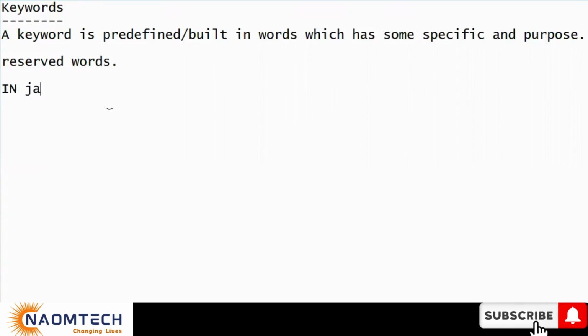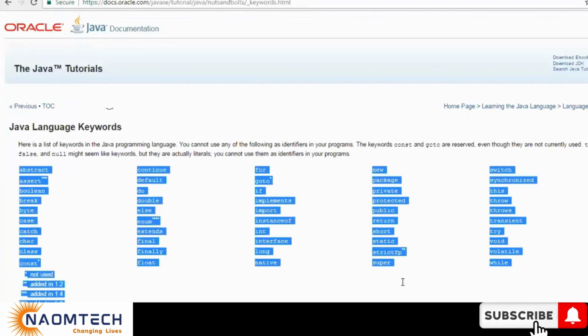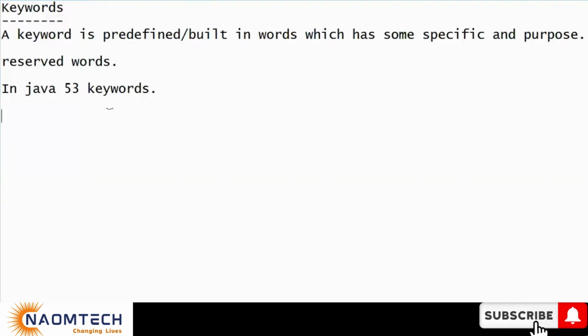Actually, in Java, how many keywords are there? We have around 63 keywords in Java. I'm sorry, it's not 63. We have 53 keywords in Java. Let us see what they are. If you look into the Oracle documentation, all these are keywords in Java. You can see all of them, almost all 53 keywords here.